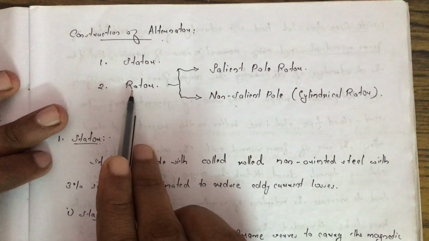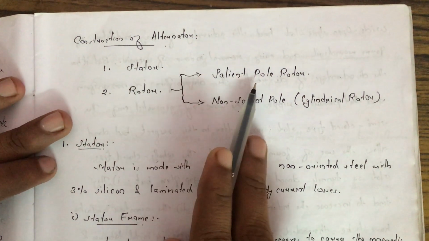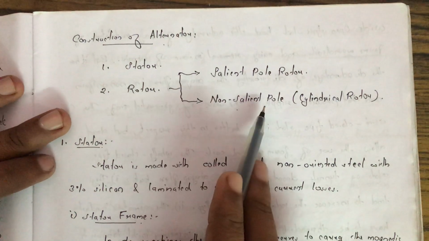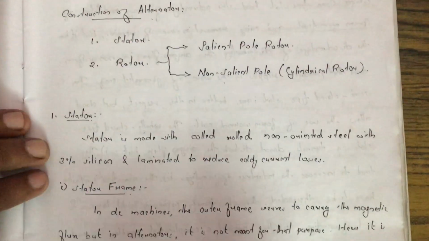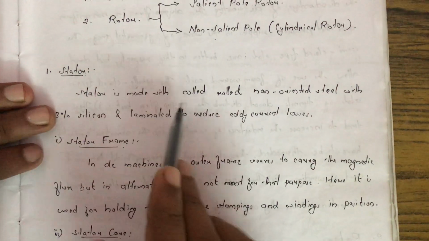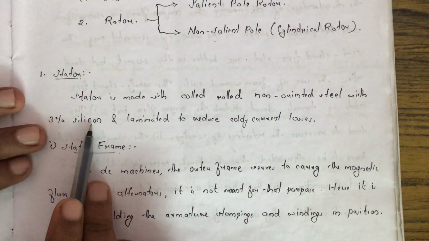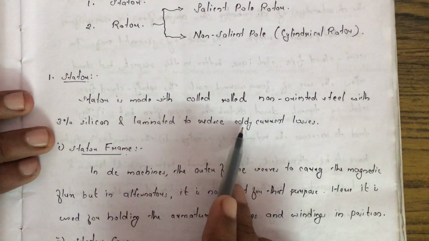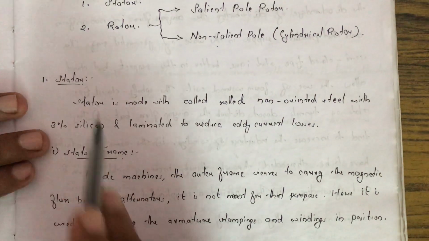Okay, so according to the rotor construction, the alternators are again classified into salient pole alternator and non-salient pole alternator according to their rotor construction. Coming to the stator, the stator is made with cold rolled non-oriented steel with 3% silicon and is laminated to reduce the eddy current loss. So this is the construction detail about the stator.